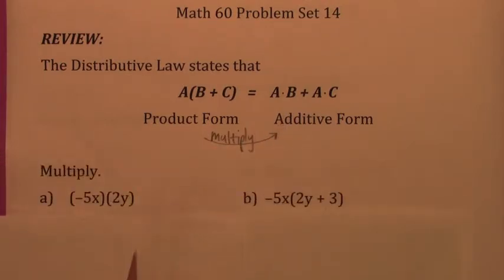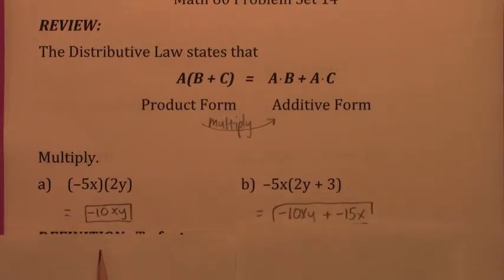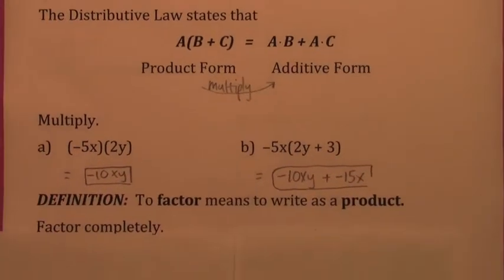Okay, so the question I was looking at before is, when do you have to use the distributive law? On the first one, you don't have to use the distributive law, right? It's just going to be negative 10xy. But on the second one, you do. You have to multiply each term by negative 5x, because these are not like terms. The only way you could multiply it out is with the distributive law. So there's more than one way to multiply, right? That's what I'm saying. Well, it turns out there's more than one way to factor as well.